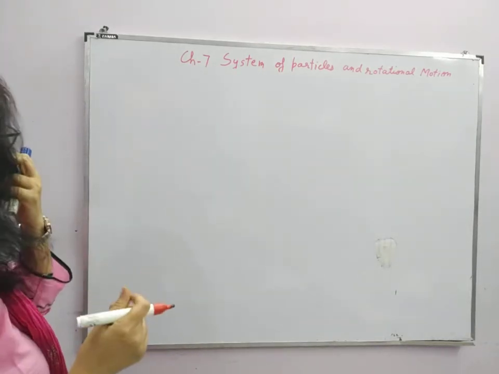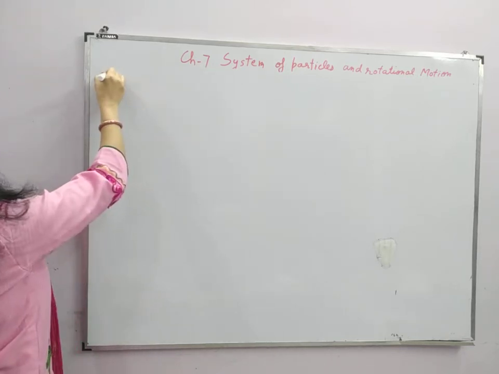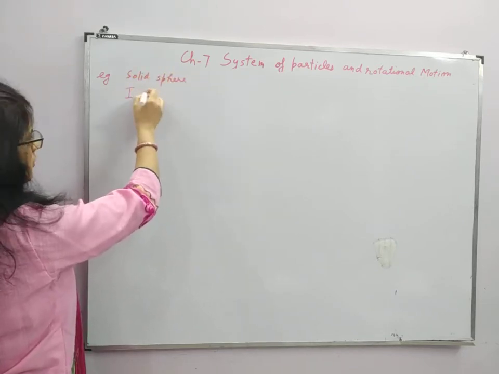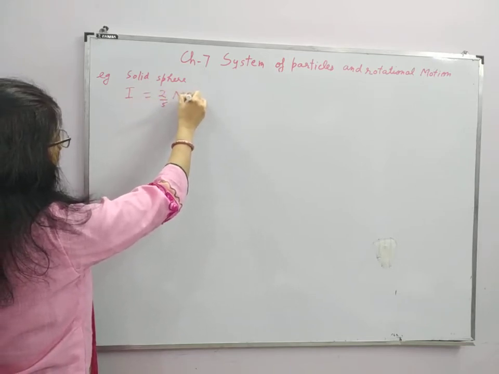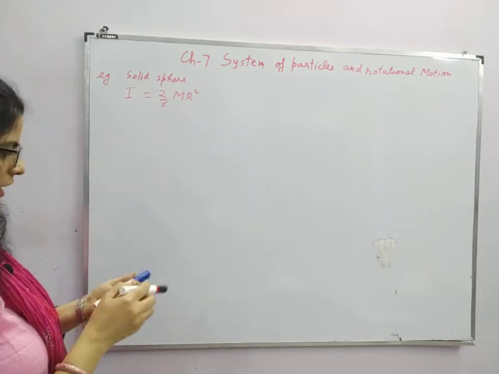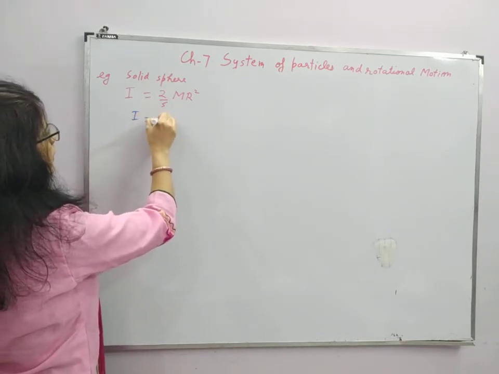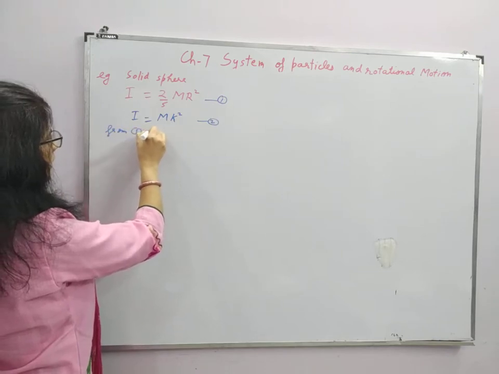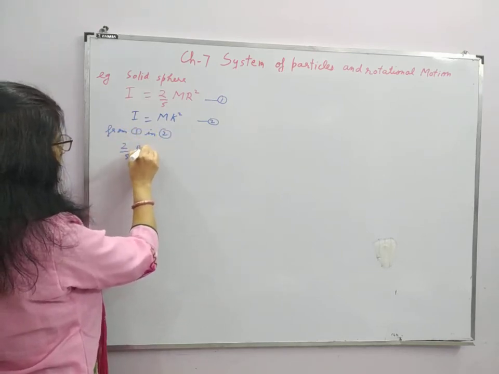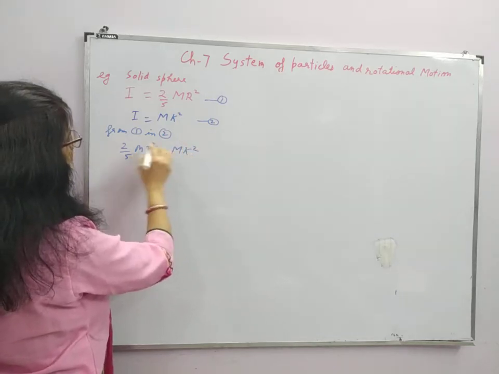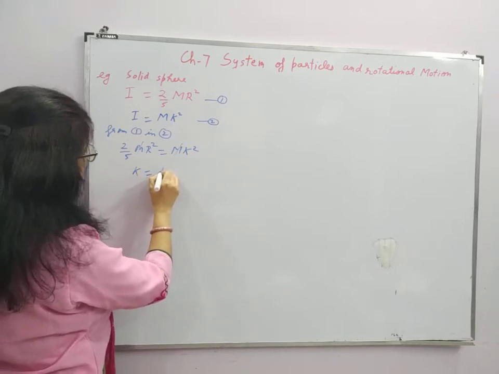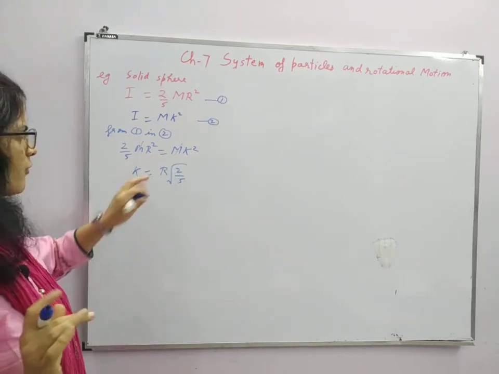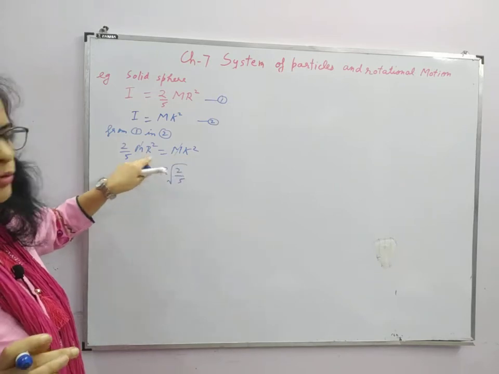So we know the moment of inertia of some standard bodies. For example, solid sphere, I is equal to 2 by 5 m r square. We can find the radius of gyration value using the formula I is equal to m k square. So from 1 in 2, I will write 2 by 5 m r square is equal to m k square. So this will be cancelled. So k is given by r under root 2 upon 5. Generally we write the squared values also, so we can keep it as it is, that k square is equal to 2 by 5 r square.